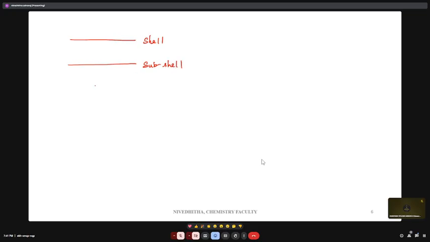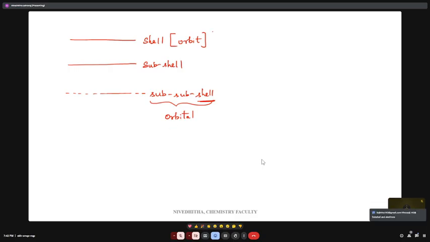Inside every subshell there are orbitals. The energy levels which are present inside the subshells are called orbitals. See, this is the orbit. Orbit is nothing but your shell, and orbital is nothing but the energy level present inside the subshell. So orbit is different from orbital.